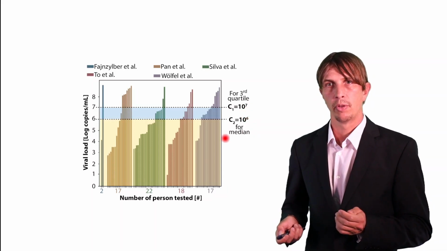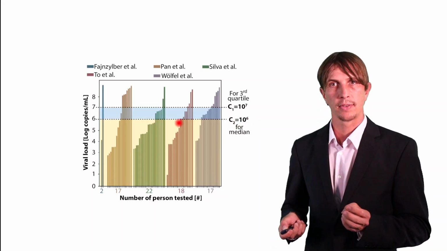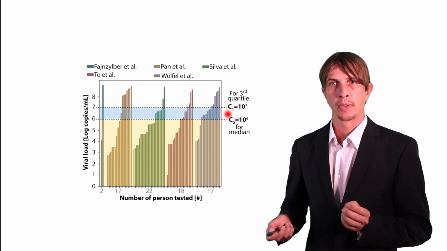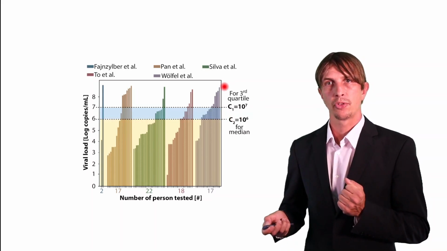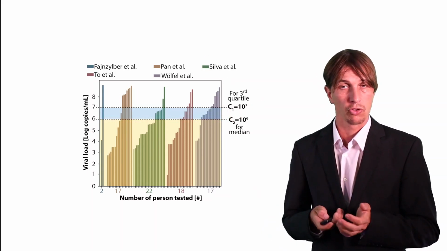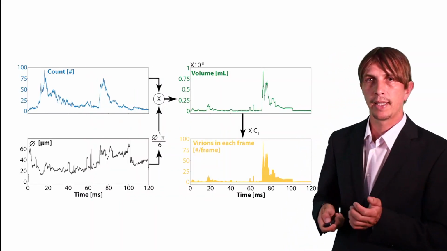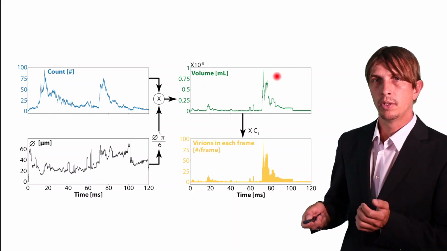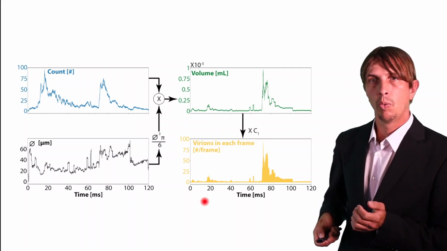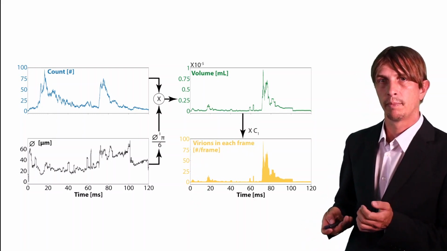If now we want the median level, this corresponds to a concentration of 10 to the power 6 virions per milliliter. For the study we are doing, we are assuming 10 to the power 7 and investigating, in this case, a super spreader situation. So by multiplying the volume defined previously by the concentration just mentioned, we have here the virions in each frame.